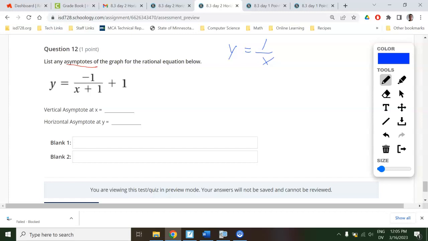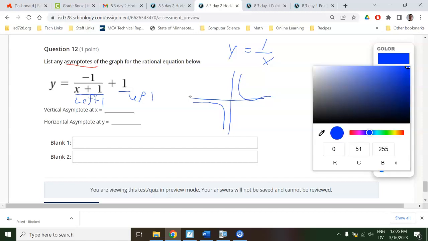So all we got to do is modify this, where this plus 1 moves the ninja star to the left or right, and it's opposite of what we think. So that's left 1, and this moves us up 1. Our base ninja star looks like this and has asymptotes at 0 and 0. That's the base. Well, that shouldn't be crossing there, but we just have to pretend.